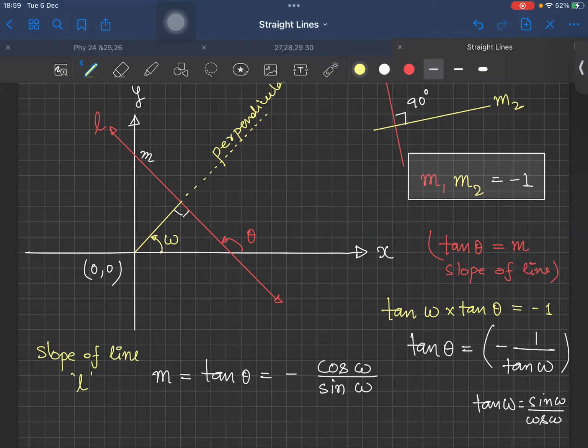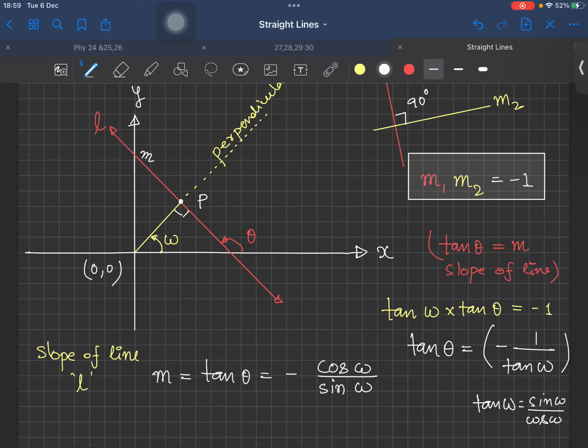Slope of line L. Is that okay? Yes, sir. Fine. Now let's say this perpendicular intersects at a point. You can name anything, P, or let's say, yeah, let's write P, why not? So it intersects this line at point P. You can have any coordinate of P, it doesn't matter, right?